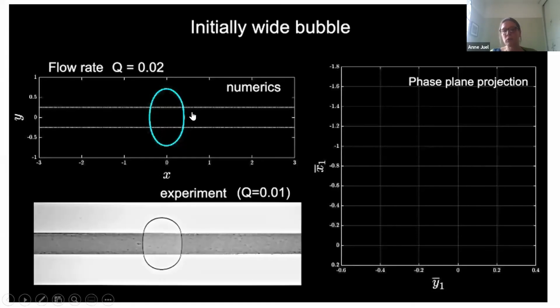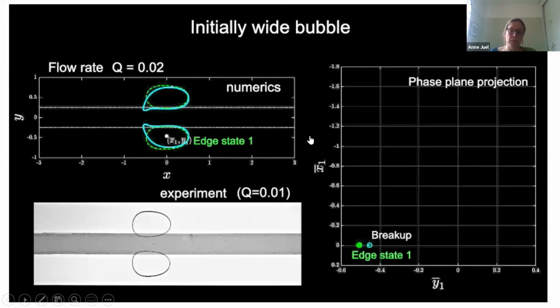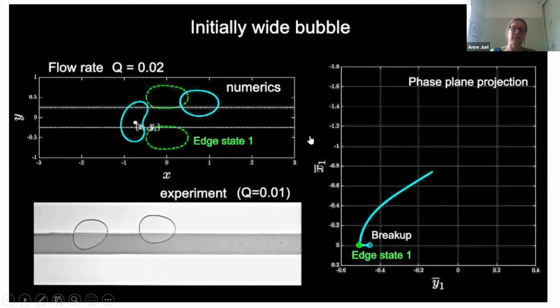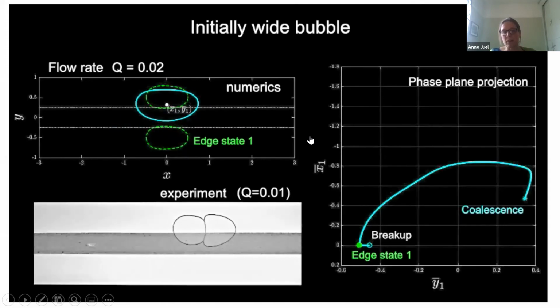So it's going to break into two, and there we're now going to put on the unstable two bubble steady states that exist in the system, and how the bubble evolution is going to negotiate its way around these unstable states. So starting with the low flow rate, you can see the bubble breaks up, and then you have an edge state, this green, and it effectively goes and sits on this edge state for a while before it carries on its evolution. The edge state is unstable.